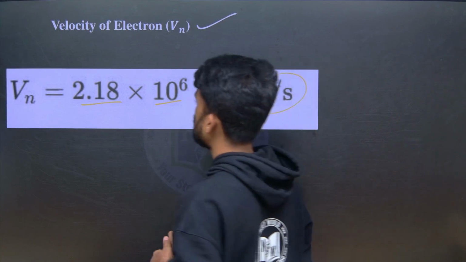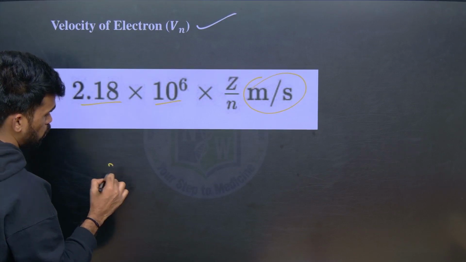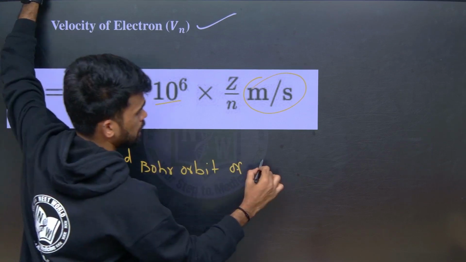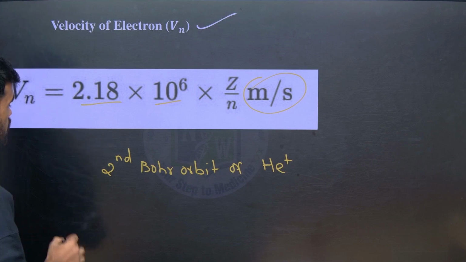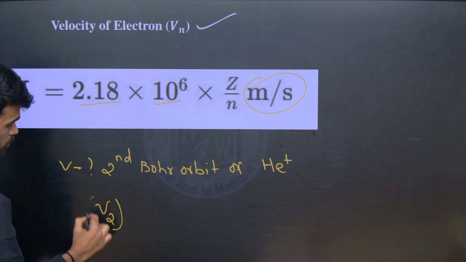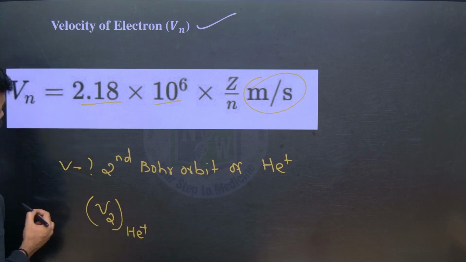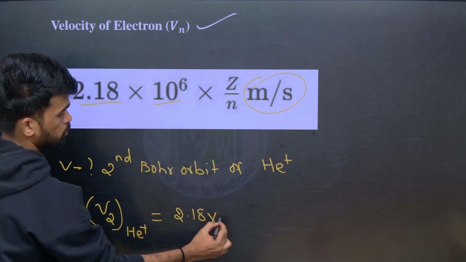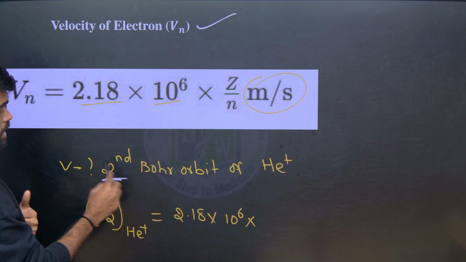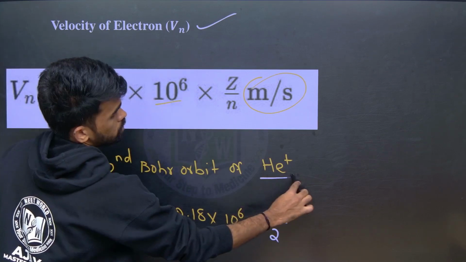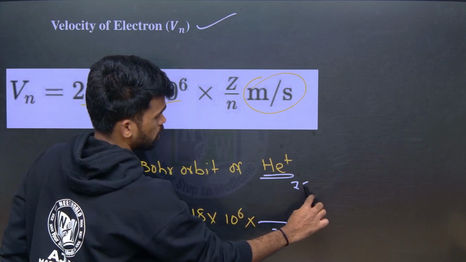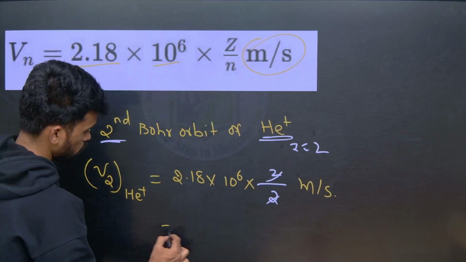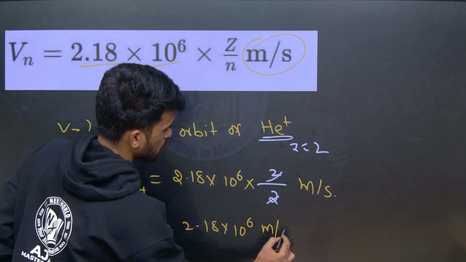For example, the electron which is revolving in the second Bohr orbit of helium plus, if they give like this, velocity they are asking. So we can find the velocity of the electron in the second Bohr orbit of helium plus, which equals 2.18 into 10 power 6 into, so what is the n value they mentioned? Second Bohr orbit. So n is 2. For helium, what is the atomic number? Z is 2. So 2 by 2 cancels. So we will be left with 2.18 into 10 power 6 meter per second. This is the final value.